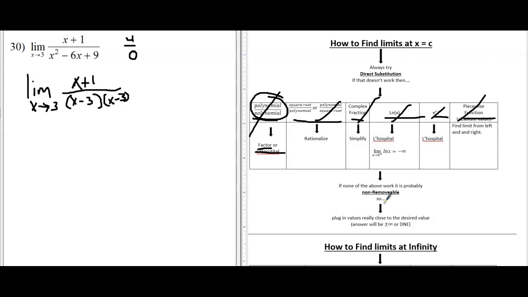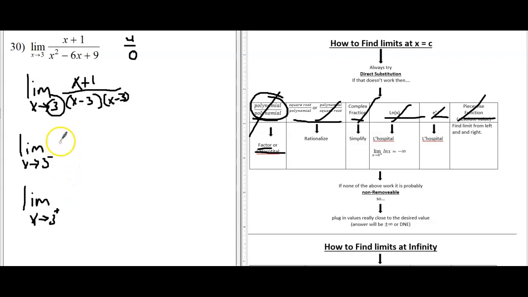So the best I'm going to be able to do is plug in a number that's really close to 3 and see what I get. It's either going to be a positive number or a negative. But since I'm finding the limit at 3, I'm not necessarily finding it from the right or the left, it just says find the limit at 3. That means we need to do both. So I need to find the limit of this function as x approaches 3 from the left, and I also need to find the limit of this function as x approaches 3 from the right.